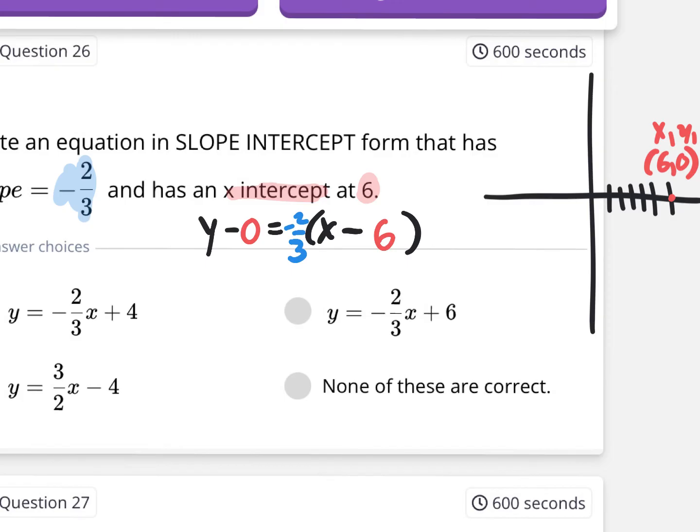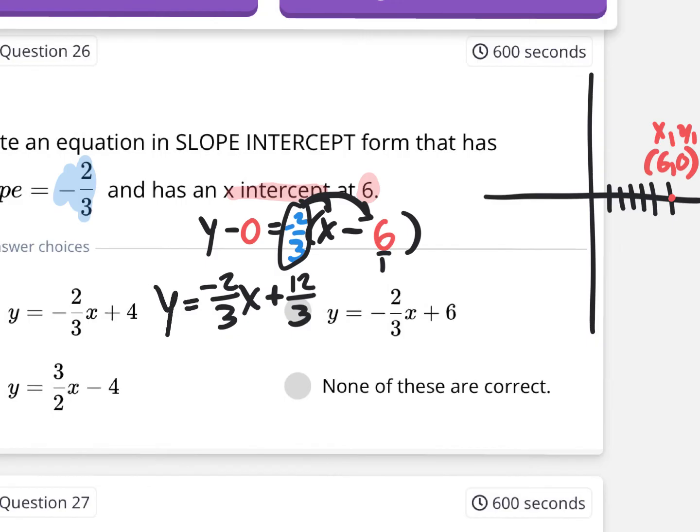How do we do this? We need to distribute the -2/3 times x. That'll be -2/3 x. And then -2/3 times -6. A negative times a negative is a positive. And you could just multiply the 2 times 6. That'll be a 12 up on top, and 3 times 1, 3 on the bottom. And of course, we have a y minus 0, which is just a y.